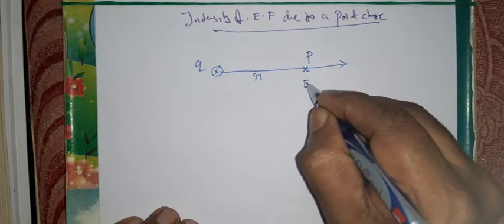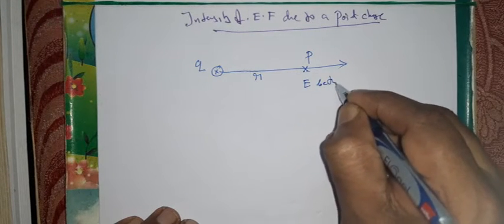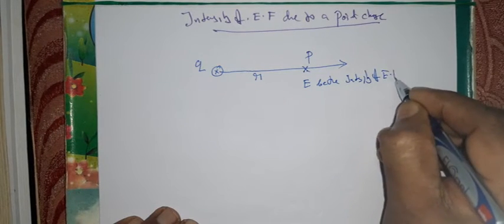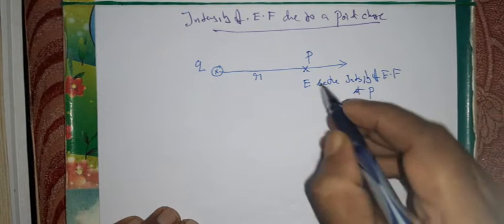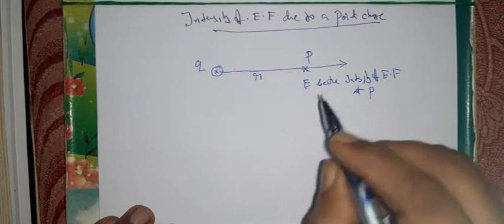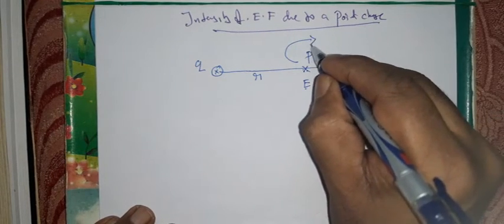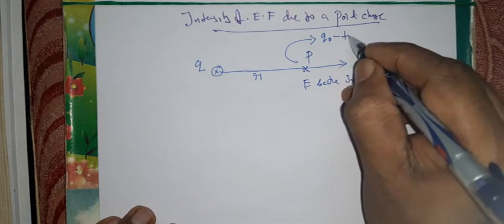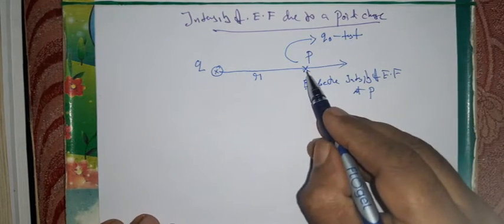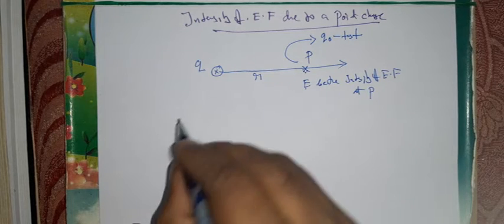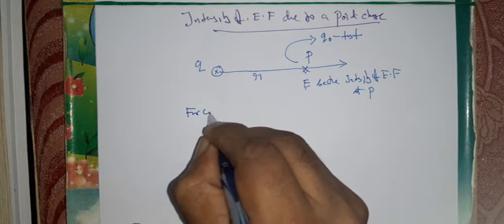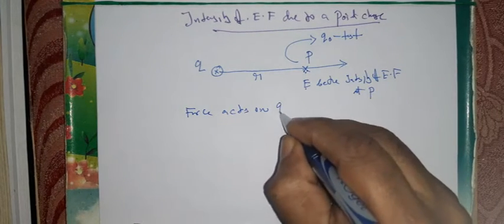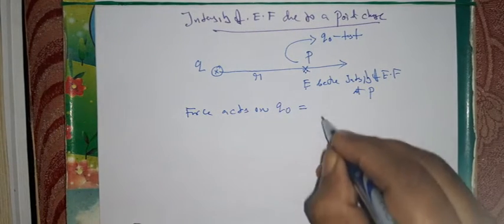Imagine E be the intensity of electric field at P. You have to find out what is the value of E. For that, I am placing a test charge Q0. Q0 is the test charge placed at P. Then by Coulomb's law, the force acting on Q0 is equal to F.